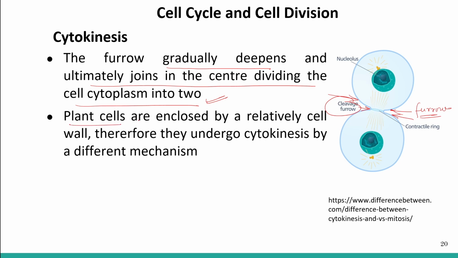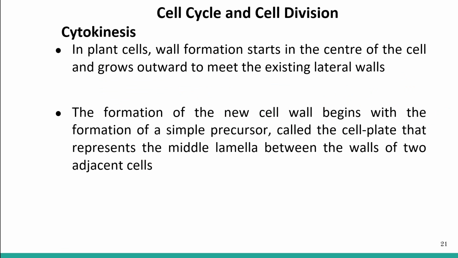In plant cell, they are enclosed by a relatively rigid cell wall. Therefore, they undergo cytokinesis by a different mechanism, because the plant cell has a cell wall along with the cell membrane. So their cell division, or the cytokinesis, is quite different. In plant cell, wall formation starts in the center of the cell. Okay, like this.